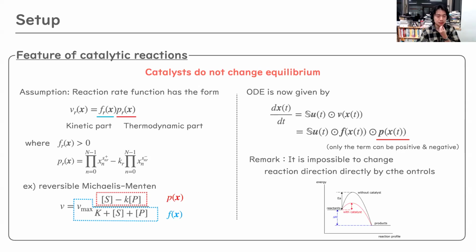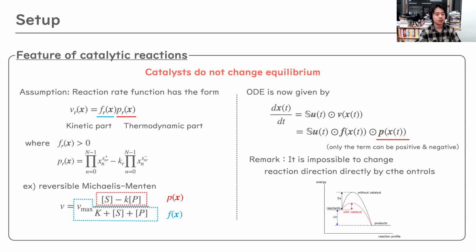So I'll just give you some intuition of this controllability method. Our method, stoichiometric rays, utilizes the very important feature of catalytic reactions, which is that catalysts do not change the equilibrium. They just change the activation energy. To mathematically rephrase this feature, we suppose the reaction rate function has this decomposition.